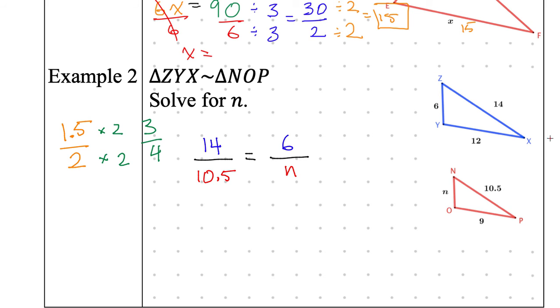All right, yeah, Jessica. What am I supposed to do? Give me another. So 6 over n could be equal to something else too. I could have had 6 over n is equal to something, but that's not 14 over 10.5. So 6 over n is equal to not the 14, not the 10.5, but what over what? 12 over 9. Exactly, 12 over 9. Thank you. So it's going to be blue 12 over the red 9.